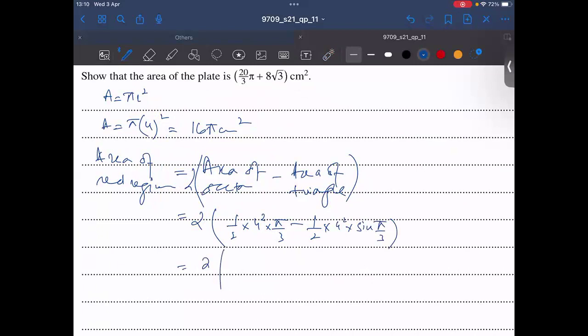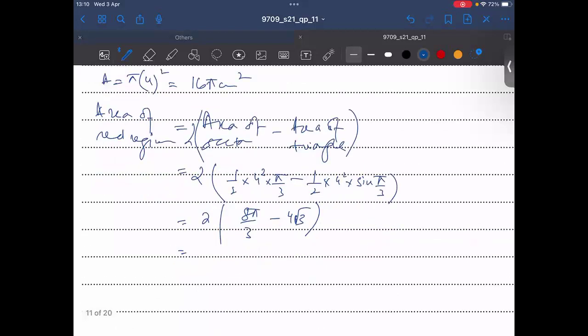So 2 times is going to be 16 over 2, 8 pi by 3 minus 16 over 2 is 8, and sine pi by 3 is square root of 3 over 2. So 4 square root of 3 is going to be 8 times square root of 3 over 2. Sine pi by 3 is square root of 3 over 2, so it's going to be 4 square root of 3. So it's going to be then 16 pi by 3 minus 8 square root of 3.